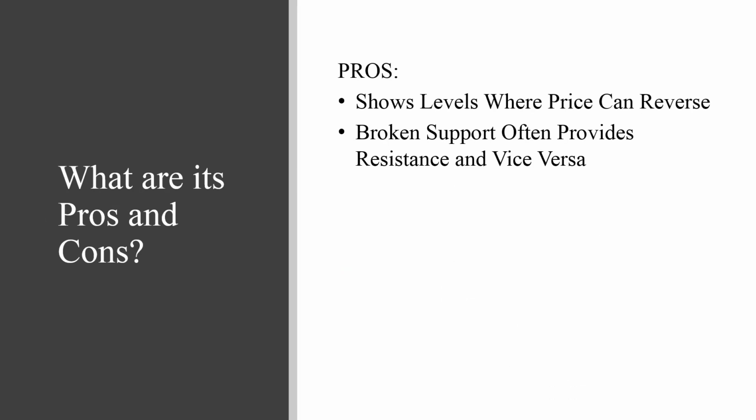All right, let's look at the pros and cons of support and resistance. And what we've seen is that it will show levels where price can reverse. Support would reverse to the upside, of course, resistance to the downside. And if those levels are broken, then what we have is buyers coming into the market if resistance is broken, and also sellers coming into the market if support is broken.